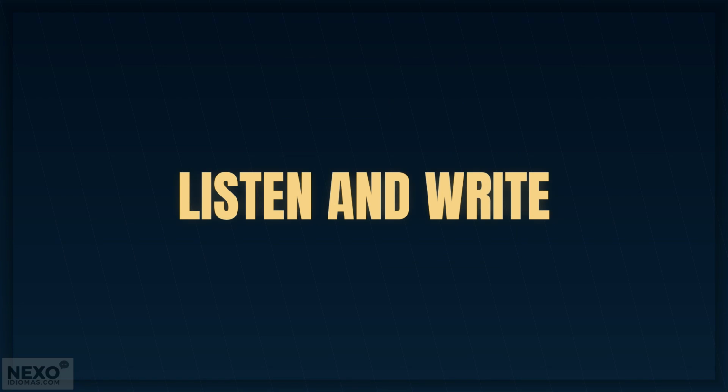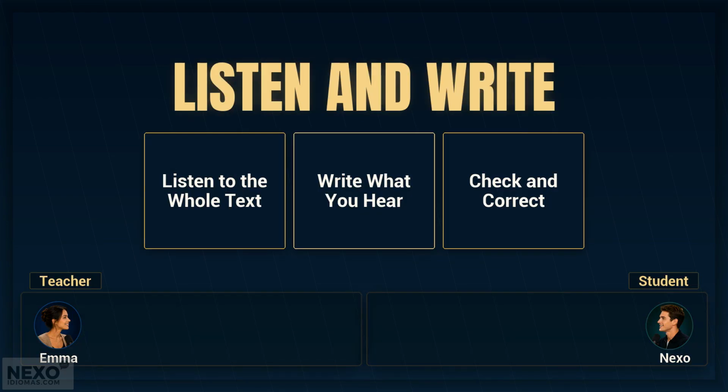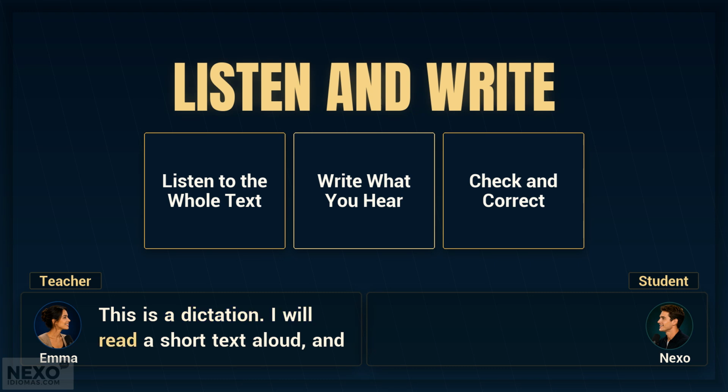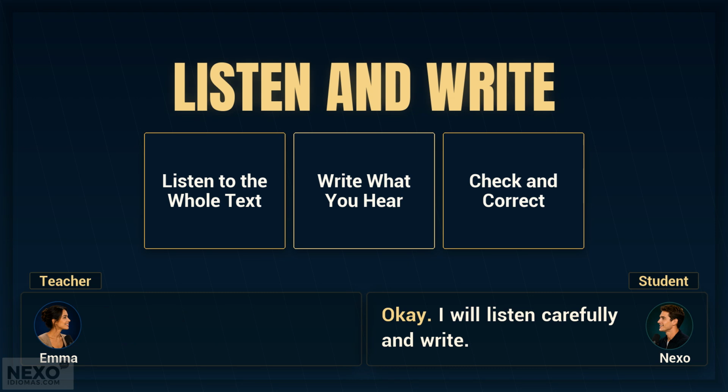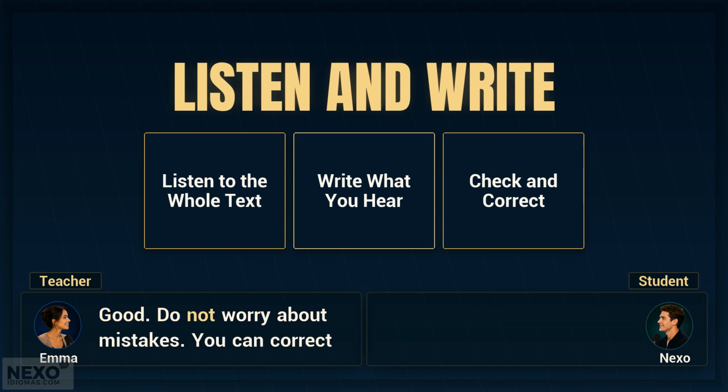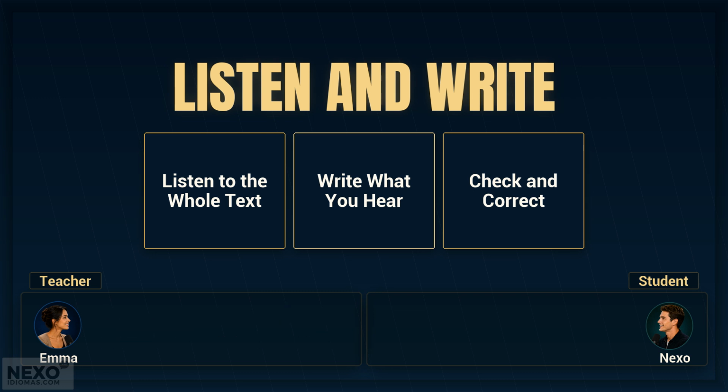Listen and write. This is a dictation. I will read a short text aloud, and you must write what you hear. Okay. I will listen carefully and write. Good. Do not worry about mistakes. You can correct them later.